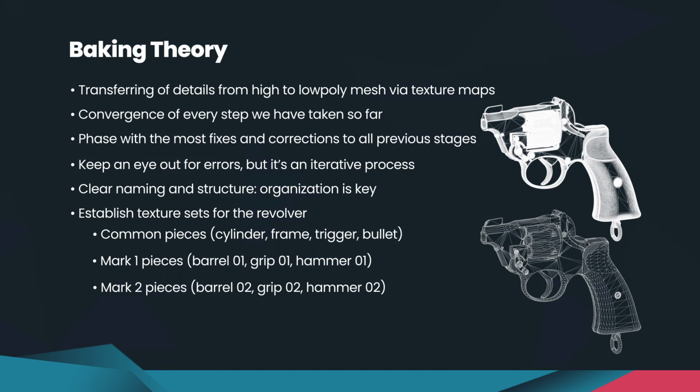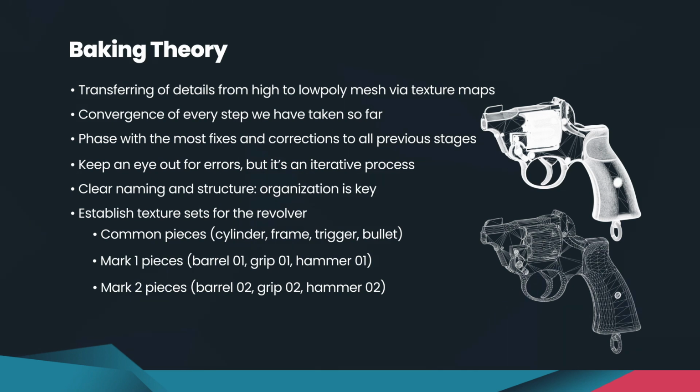Being very organized is key to a good fast bake. The quickest way to create baking groups is to import them automatically to Marmoset, and for that we need a rock-solid naming convention that saves us work every time we need to export new mesh iterations when fixing baking errors.